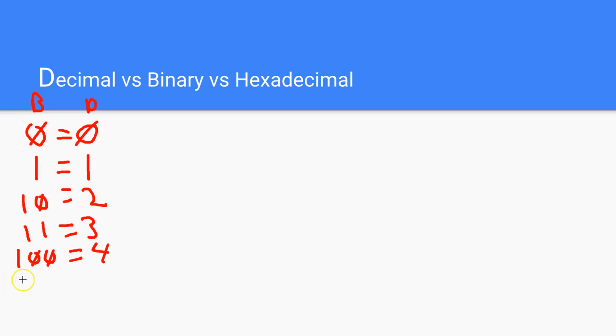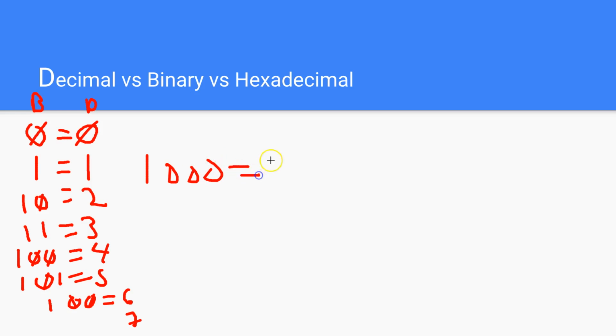These are powers of 2. So if I again went over here and did 101, that equals 5. If I go 110, that's going to be 6. 111 would be 7. And then the next, 1000, would equal 8.